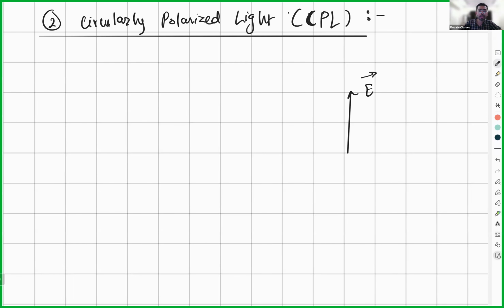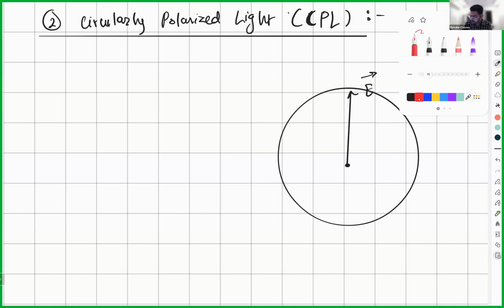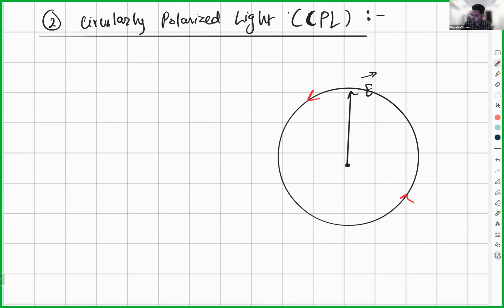Now, during its propagation, it will rotate along a circle. Of course, when I say that it is rotating along a circle, I'm considering as if it is not moving along the propagation direction. Okay. But it will also move along the propagation direction, obviously. So this type of thing.